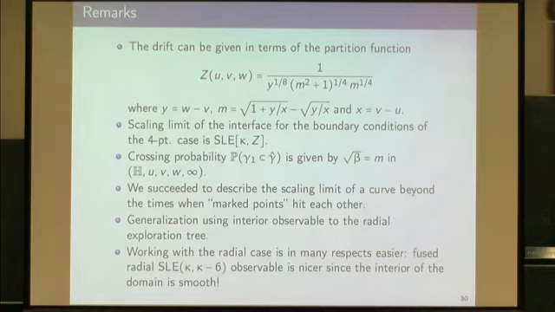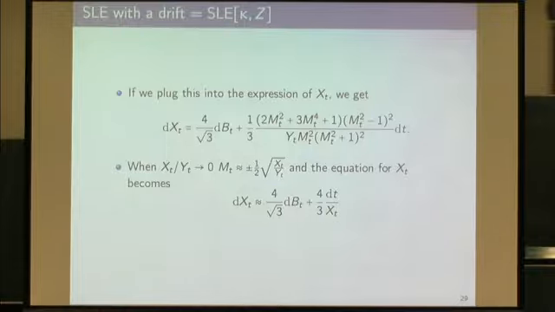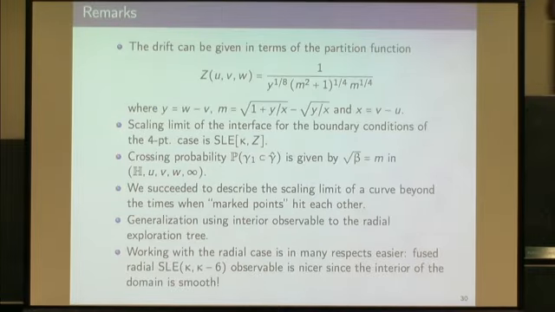And now if you take the logarithm of this and the derivative with respect to u, you get the drift of this SLE kappa z process, and you get this type of drift. So you can interpret it as an SLE kappa z process. And the crossing probability is also involved here. So if you are interested in the crossing probability, it's also here. It's the square root of m, square root of v, which is m.